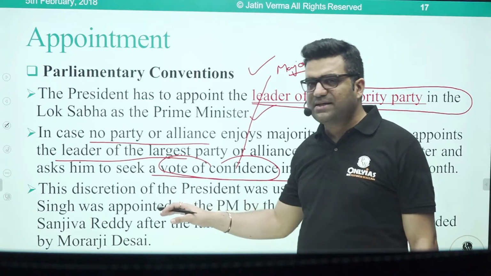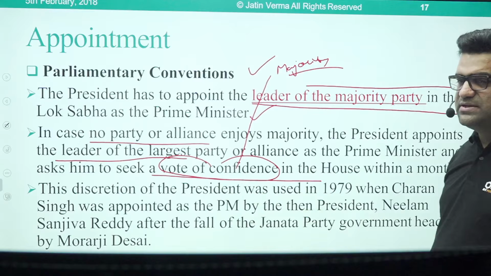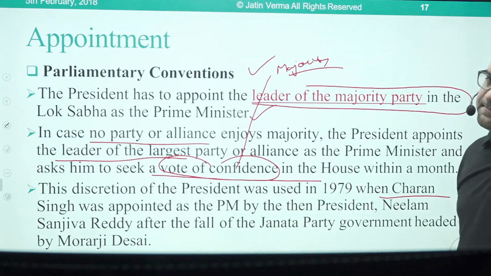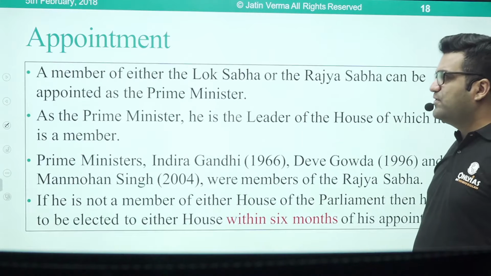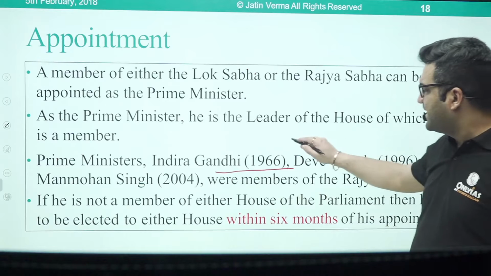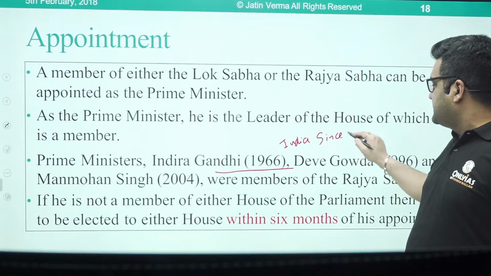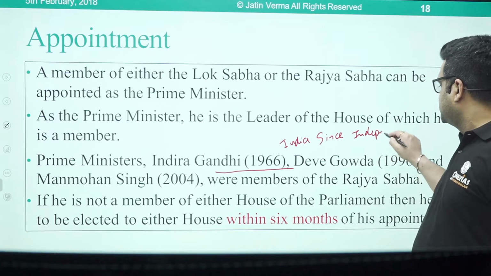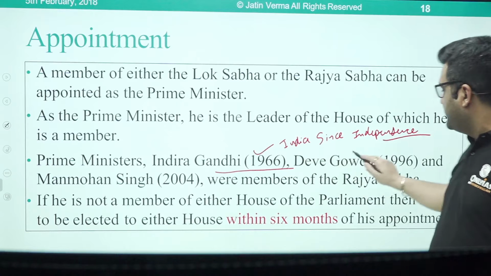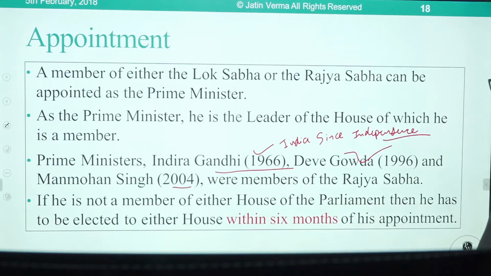Sanjeeva Reddy was the president when Chaudhary Charan Singh was made the prime minister. Likewise, Gyani Zail Singh also. Prime ministers like Indira Gandhi, sometimes they can ask these questions from the topic of Prime Ministers of India since independence. So Indira Gandhi, H.D. Deve Gowda, and Manmohan Singh were members of the Rajya Sabha.